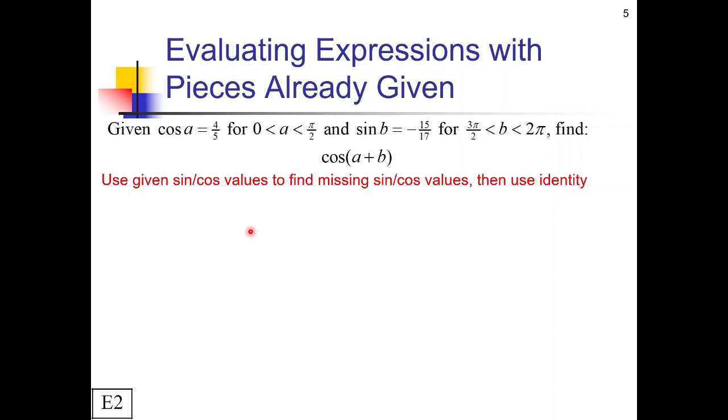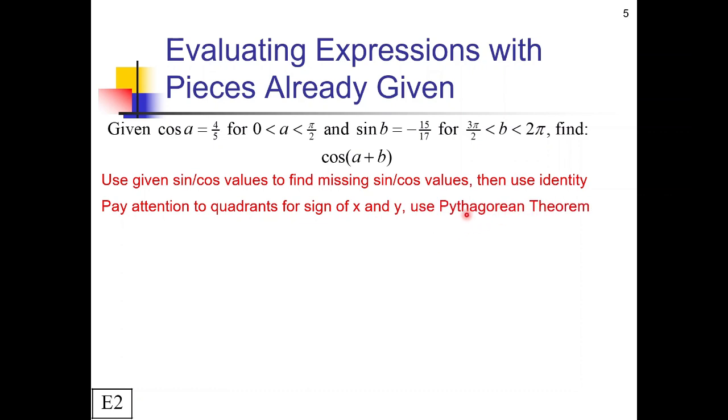While we're doing this, we are going to need to pay attention to the quadrants that these angles are in to figure out the signs of x and y. Because typically in both of these cases we have the r values, but we have either an x value or a y value, and we need to find the other missing one, and those can be positive or negative, so we have to be cautious about that. Also, in order to get that third missing value in each of these cases, don't forget our good friend Pythagoras.